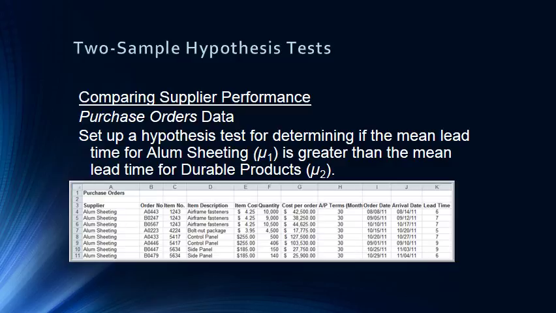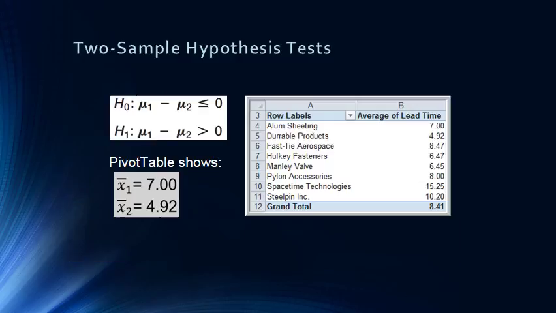For example, in the purchase order data, we want to set up a hypothesis test to determine if the mean lead time for alum sheeting, which would be one supplier, is greater than the mean lead time for durable products, which would be another supplier. So we have mu1 and mu2. Those are the sample means of one supplier and the next supplier. So we're going to compare two suppliers to determine which one has a greater lead time than the other.